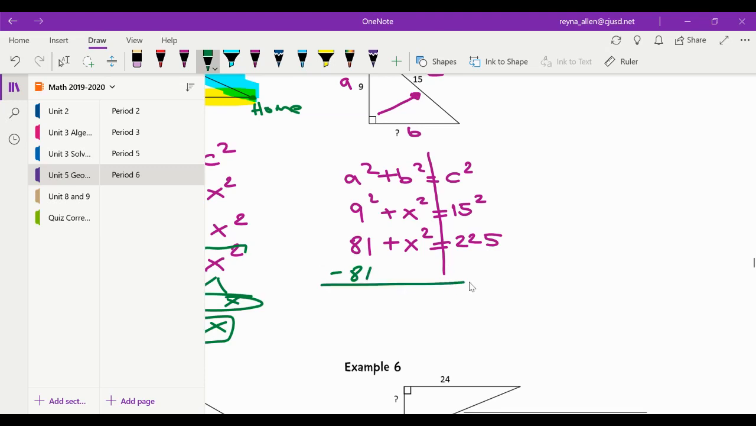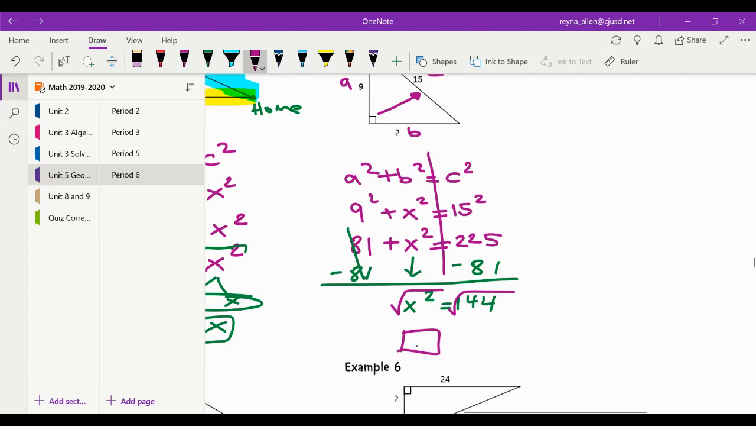What I do to one side, I do to the other. Okay, 81 minus 81 is just 0. Bring down our variable. Subtract 225 minus 81, and that will give us 144. Okay, what is the opposite of squaring a number? Taking the square root. So square root.